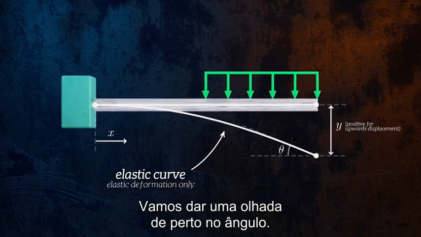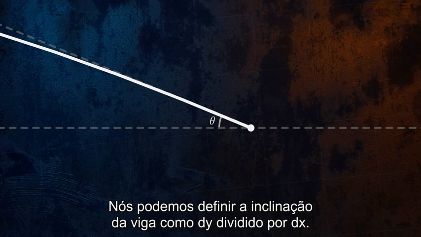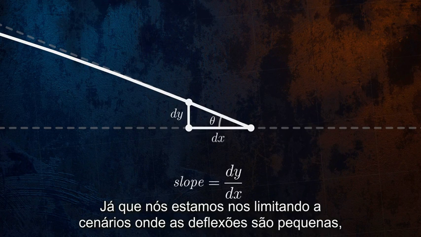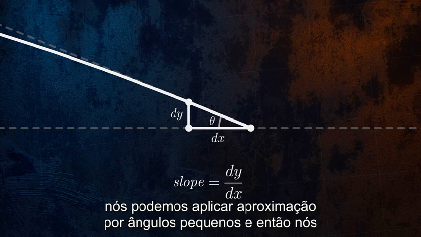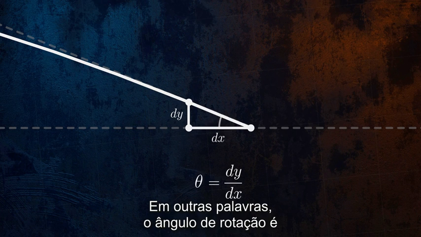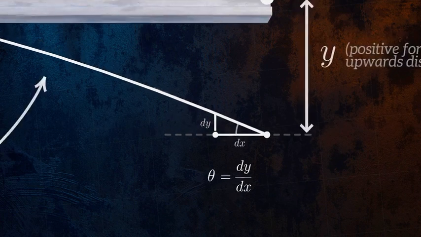Let's take a closer look at the angle. We can define the slope of the beam as dy divided by dx. Since we're limiting ourselves to scenarios where deflections are small, we can apply the small angle approximation, and so we can assume that the angle of rotation is equal to the slope of the beam. In other words, the angle of rotation is equal to the first derivative of y with respect to x.